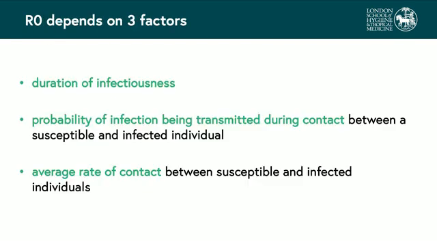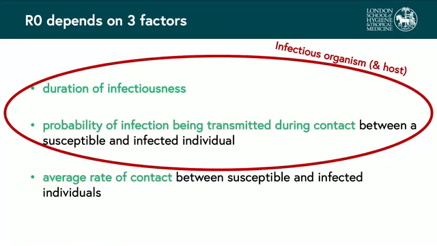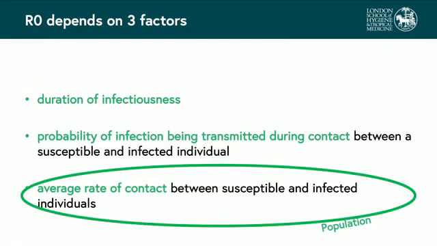But also, importantly, R0 is not fixed. R0 depends on 3 factors: how long people with COVID-19 are infectious, the probability of transmission per contact between susceptible and infected individuals, and the average rate of such contacts. How long people with COVID-19 are infectious and the probability of transmission per contact depend on characteristics of the virus and also of the people infected. But the average rate of contact depends on the population, and this varies between populations. Reducing contact is a key target for interventions. So if interventions are successful in reducing contact, R0 can be decreased.